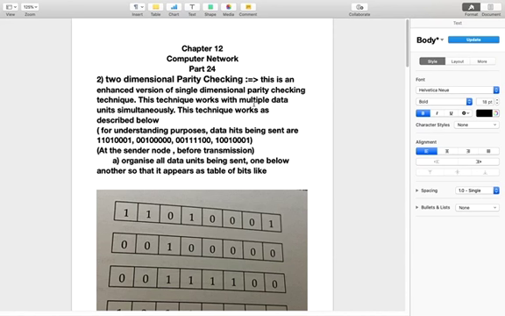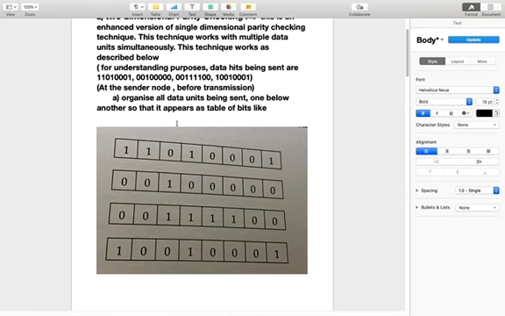This technique works with multiple data units simultaneously, whereas single dimension works on a single unit. So this technique works as described below. To understand this process, we have four units. These four data units are being sent from the sender node.